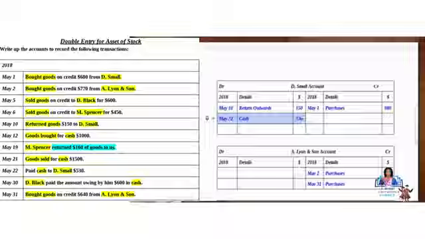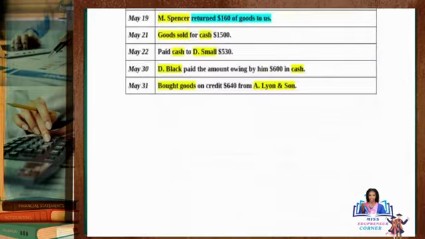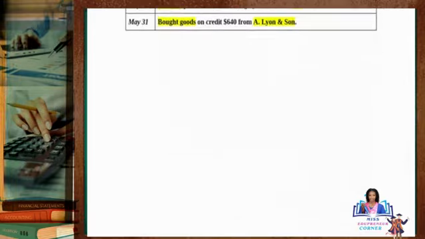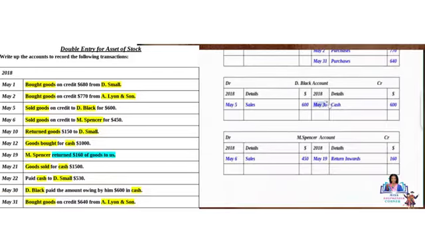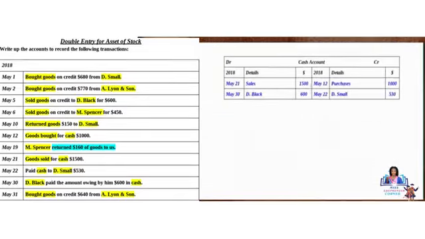So on May 30, we have where D Black paid the amount owing by him, $600, in cash. So right here, we would have credited our debtor or our customer's account to show that he would have made the payment to us in cash. And we would have debited our cash account to show that this customer, D Black, would have repaid us on May 30, the amount of $600.